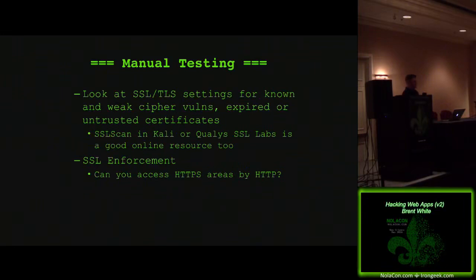SSL/TLS settings. If they have SSL2 enabled with very weak ciphers, and it's a website that accepts credit cards or payments or something, you want to look and see: are they using correct encryption, supporting correct ciphers, or are they all weak ciphers with known vulnerabilities? SSLScan, as I've mentioned there, that's usually my go-to.